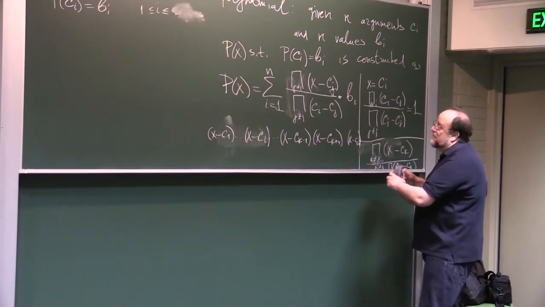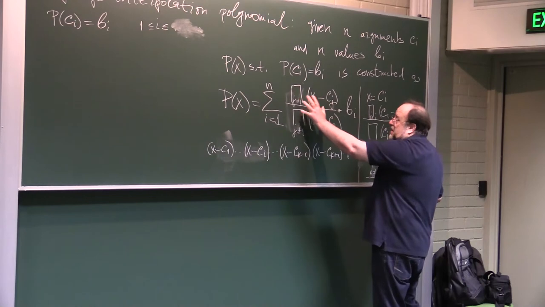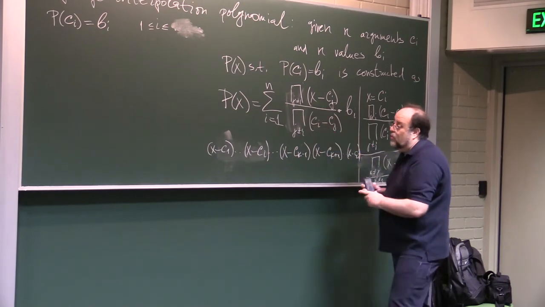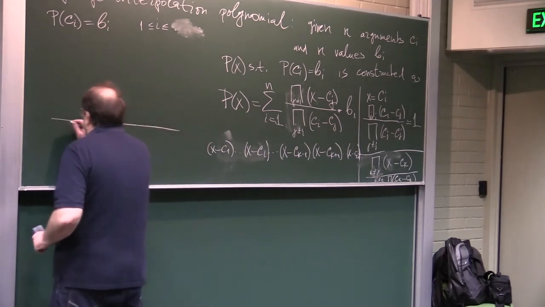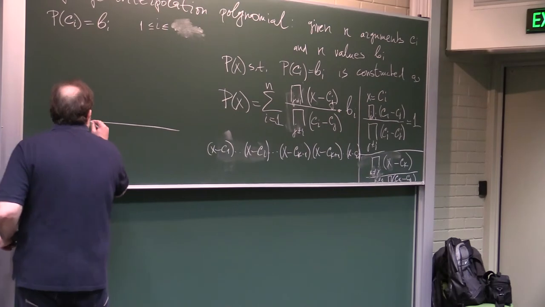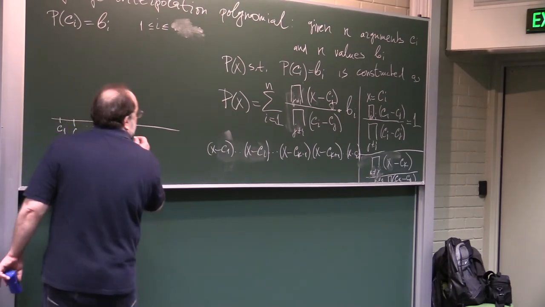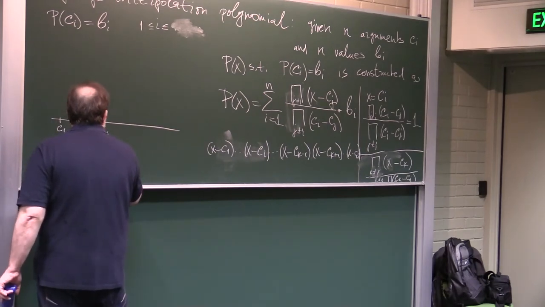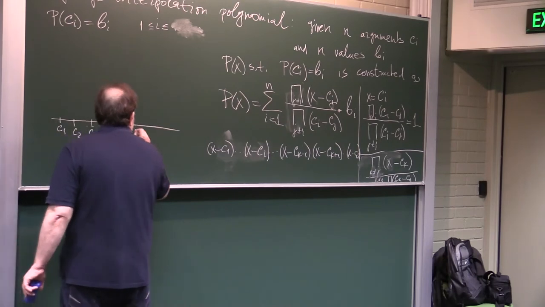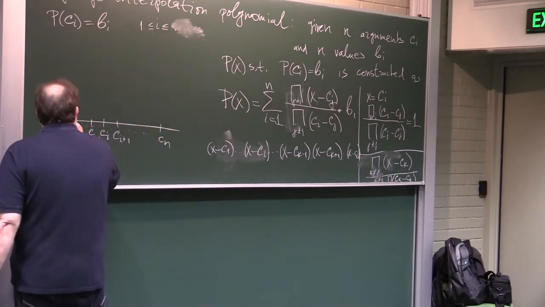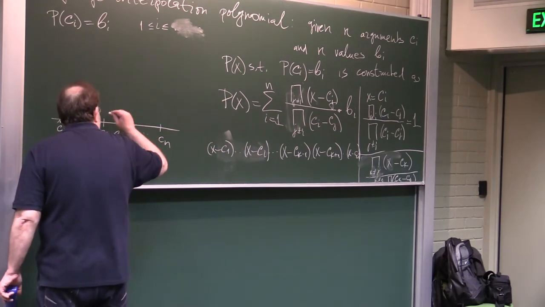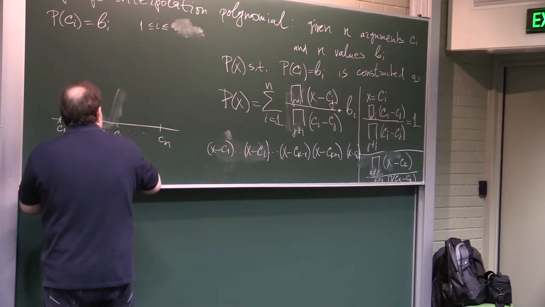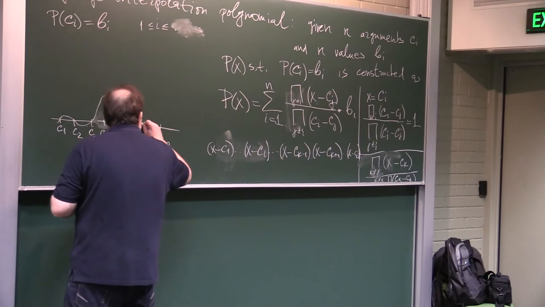So these polynomials have a feature that they are everywhere zero except when x equals ci, when they are equal to 1. So they look like this. This is c1, c2, and so forth. Here is ci, here is ci minus 1, here is ci plus 1 up to cn. So these polynomials pass through zero at all of these points, except here when they achieve a value 1 and then become zero again at all c's.